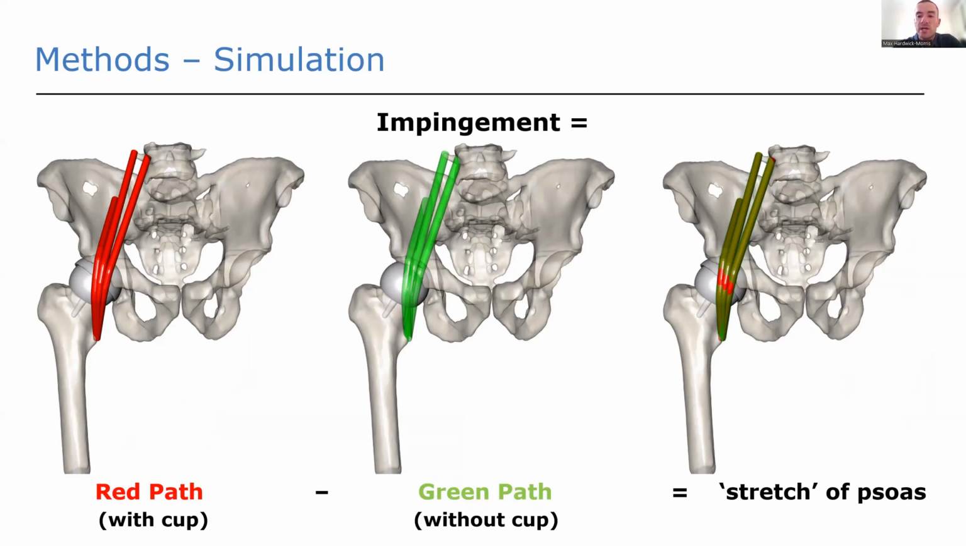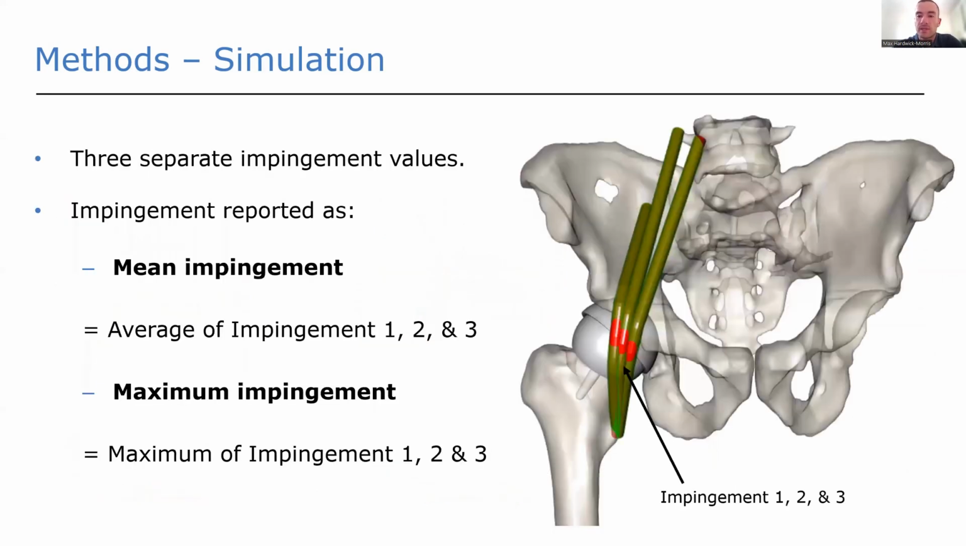Within each segment is a green path and a red path. The green path does not include the cup and the red path does. Then the impingement is calculated as the difference between these two paths, which could be thought more intuitively as the stretch of the psoas due to the acetabular cup. We therefore get 3 separate impingement values for both supine and standing pelvic tilts and report the outcomes as mean and maximum impingement, as explained on the slide here.